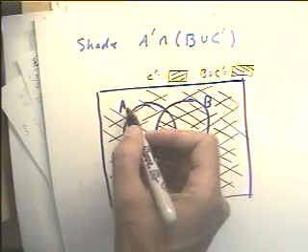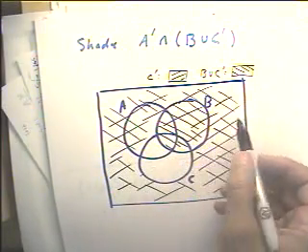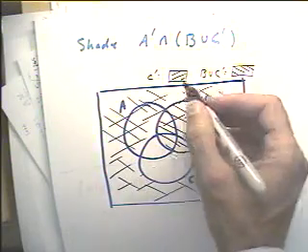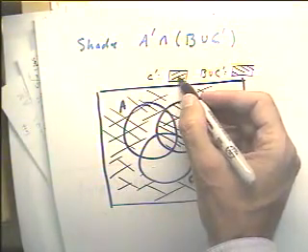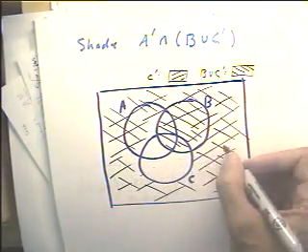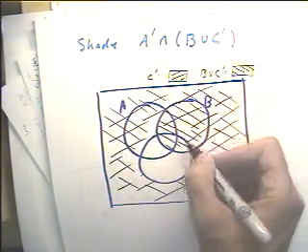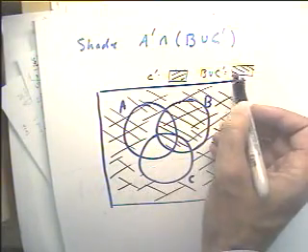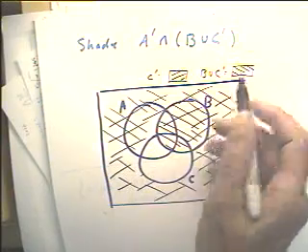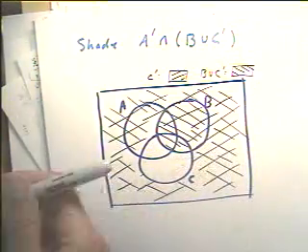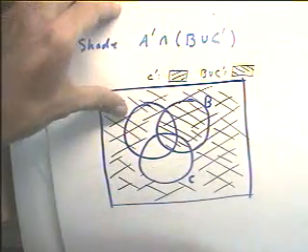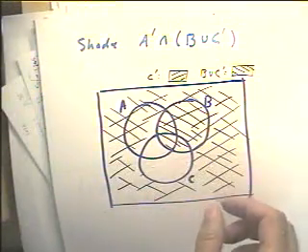Now this is not an intersection. In other words, I've shaded everything that was cross-hatched or shaded with a diagonal up to the right lines, everything in C prime as well as everything in B. So everything with this diagonal downward and to the right shading is part of B union C prime. Then I want to intersect that with the set A prime.